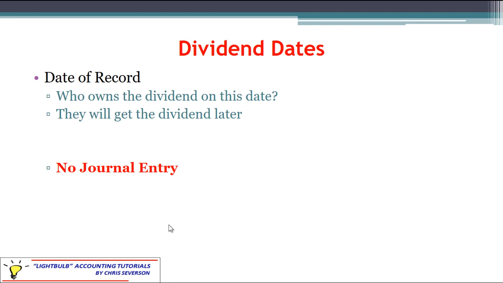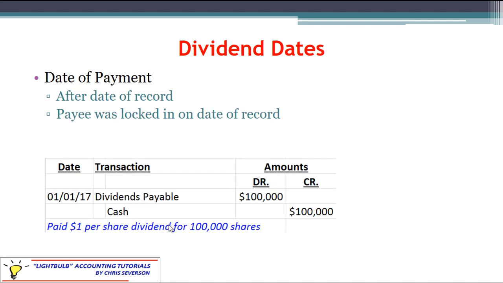A lot of times, at least for textbook examples, you'll see these dates a month apart. So for example, on January 1st, the board declares a dividend, and they say that whoever owns the stock on February 1st will get paid March 1st. So that might be the example. There's no journal entry needed for the date of record. It's just a tracking date.